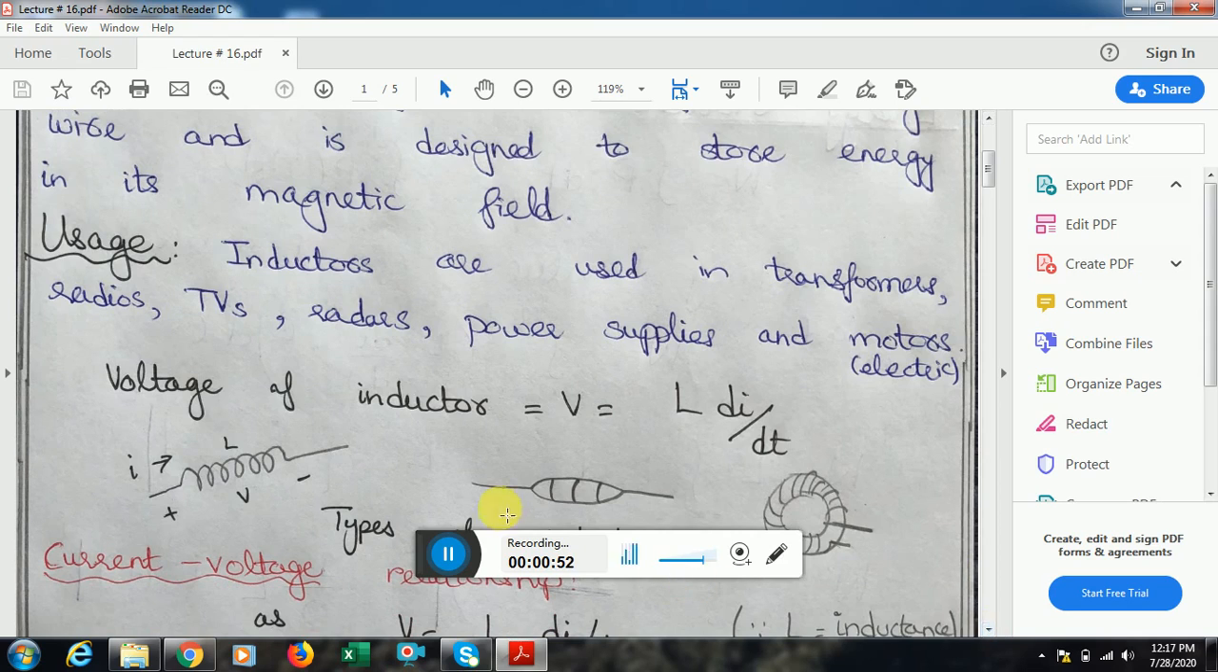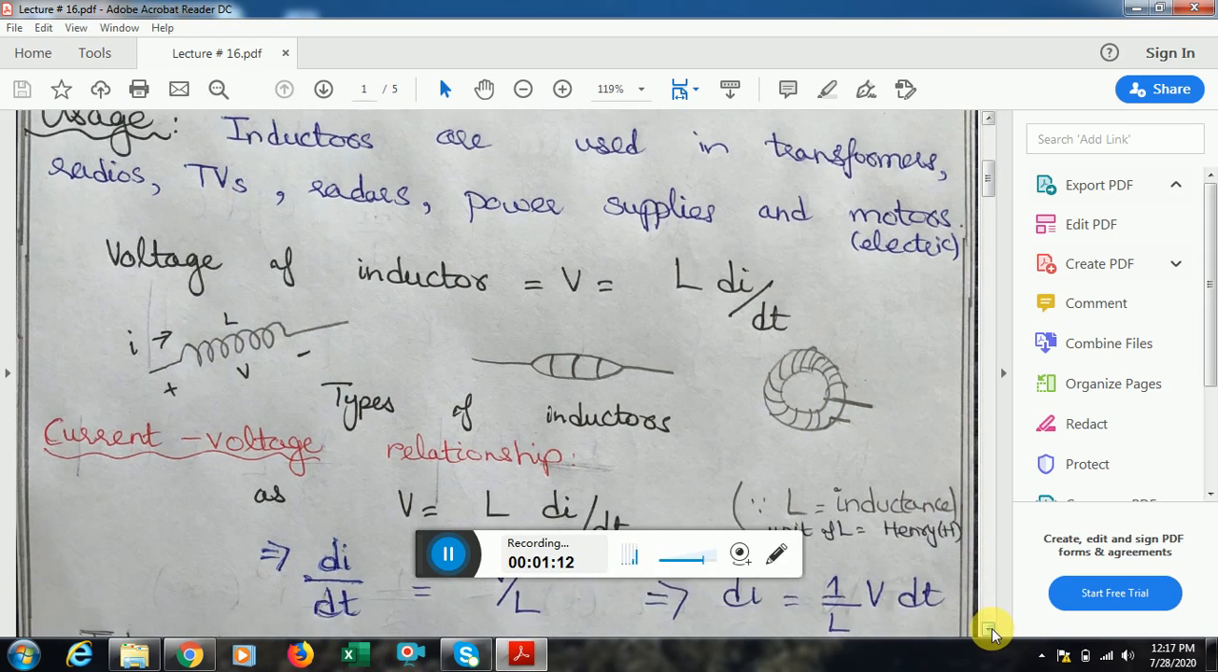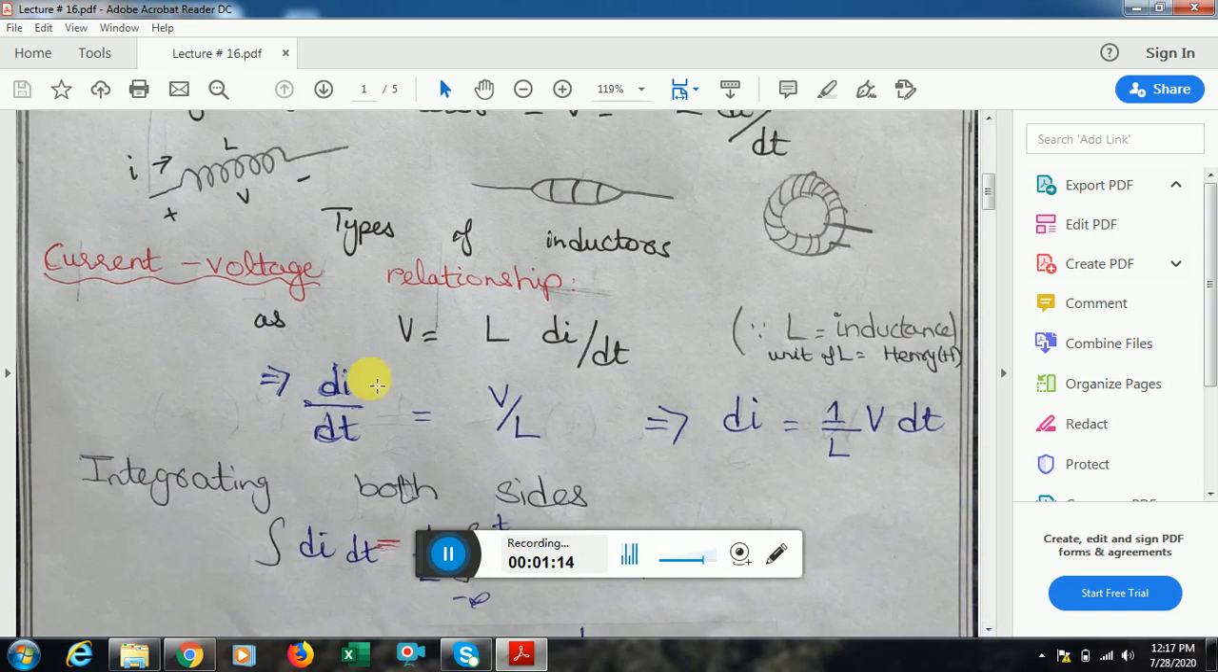The voltage of an inductor is given as L times the derivative of the current. That is, when current flows through it and it is changing, it creates a magnetic field, and a voltage appears across the coil through which it is flowing. L is the value of the inductance, and its unit is Henry. So the current-voltage relationship can be given as v is equal to L di by dt.